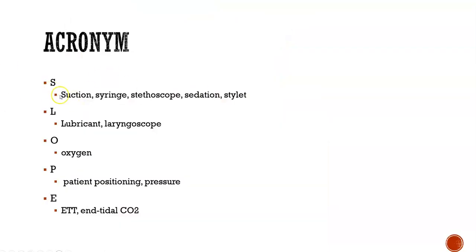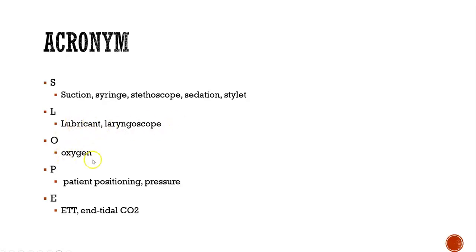Okay, so the little acronym SLOPE. So we want suction, syringe, stethoscope, sedation, and a stylet. Most of the time, like I said, your respiratory is going to have the stylets. They have an intubation cart and all this other stuff that they just bring.